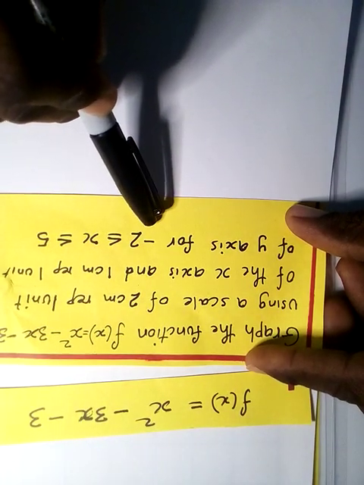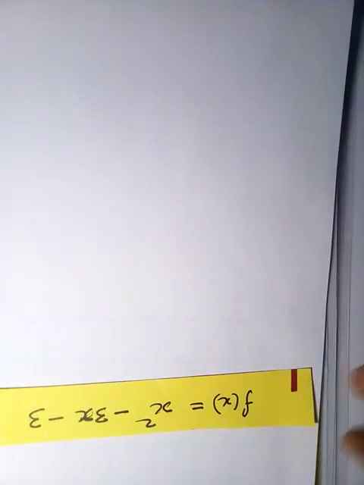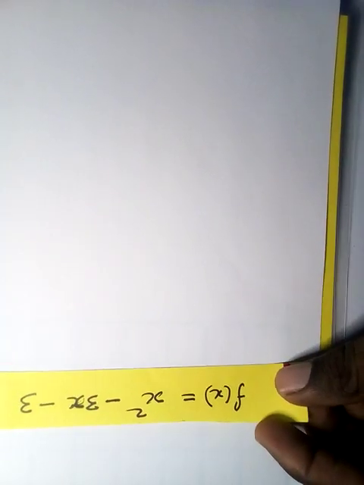Now, recall, it's important to recognize that there are 3 terms, because we're going to separate the 3 terms when you're doing the table values. So we're doing the table values method to graph this parabola. So let's go to the table values.